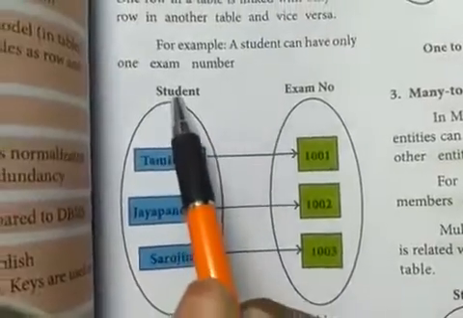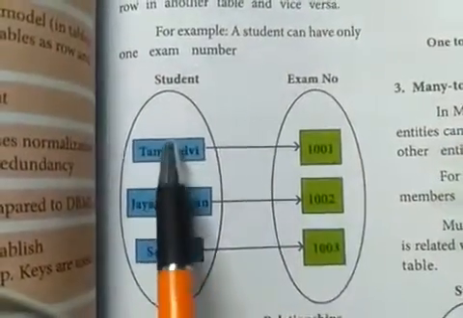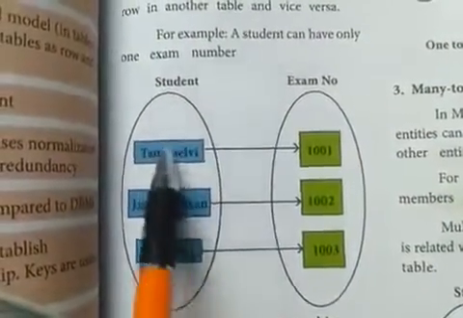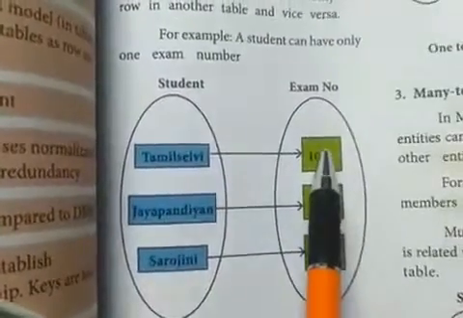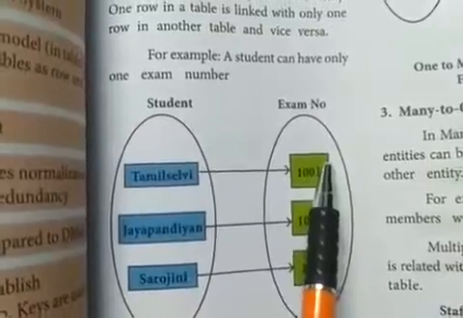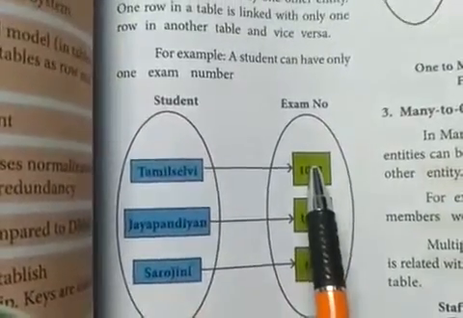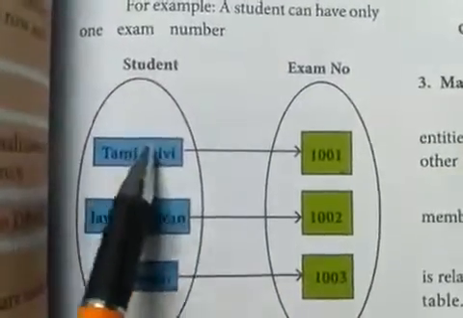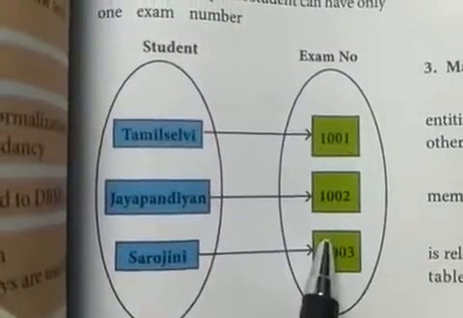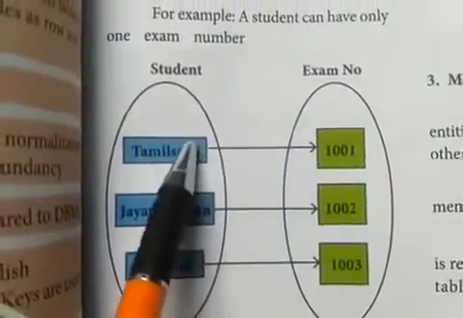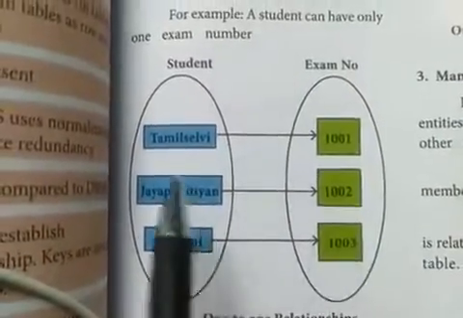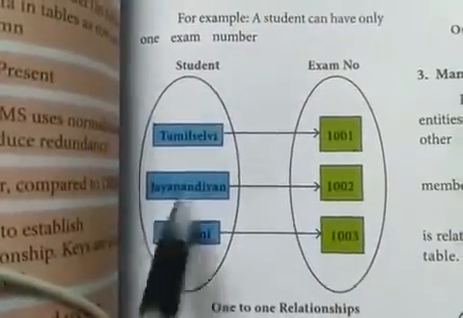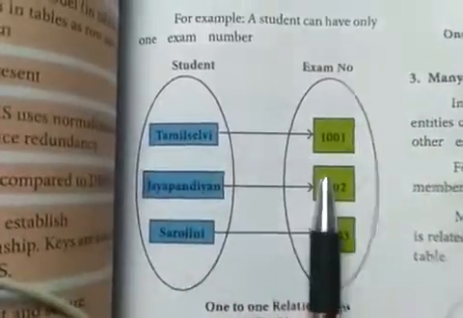Say the table name is student and exam number. Here this is considered as an entity, and any one entity in one table must be related with only one entity in another table. Then it is said to be a one-to-one relationship. Here Tamil Chelvi is related to 1003, and 1003 is again related to Tamil Chelvi. So the entity in B must be related with only one entity in table A. That is what is given in your book, but they have not given any example.